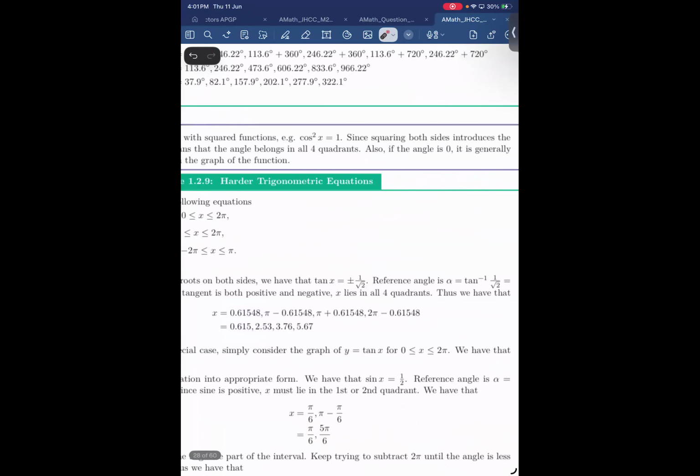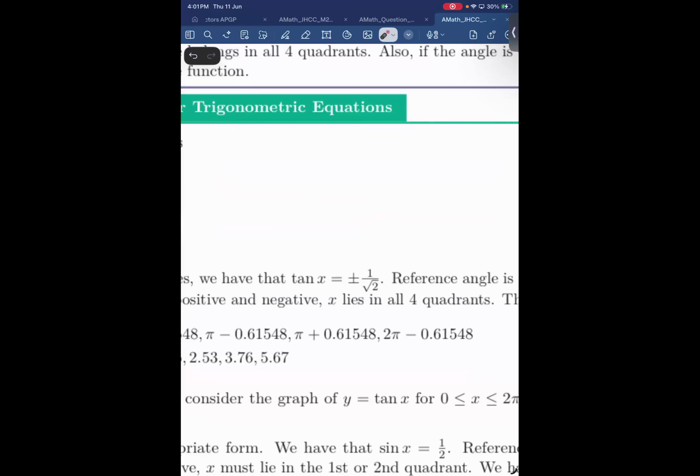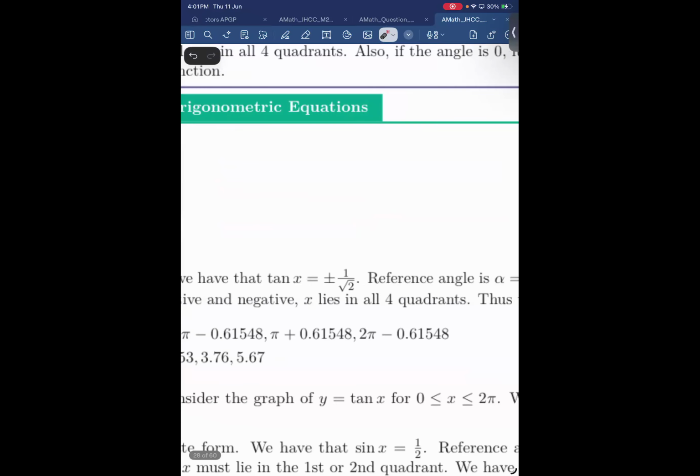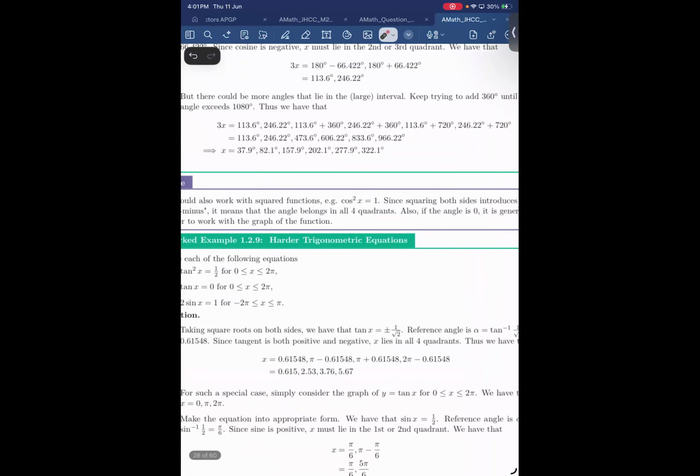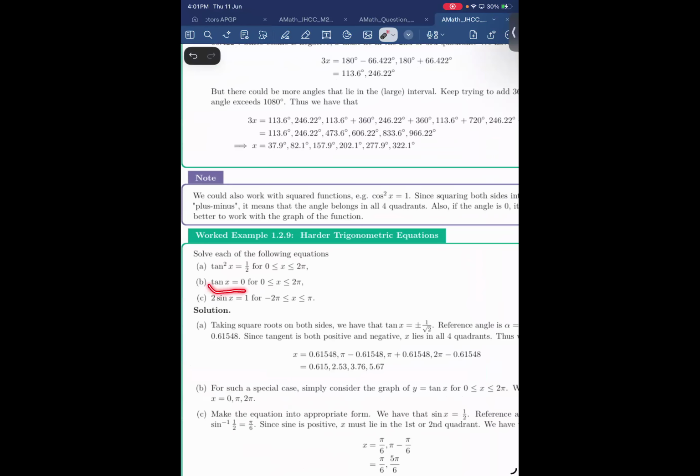Plus minus 1 over square root 2 means it's both positive and negative. If it's positive and negative, it lies in all four quadrants, so you have to consider four values. Then for part B, tangent x equals to 0. This one you can solve using the usual way, or if it's some special value like 0, you can just draw the graph and find the answer. So it will be 0, pi, and 2 pi.